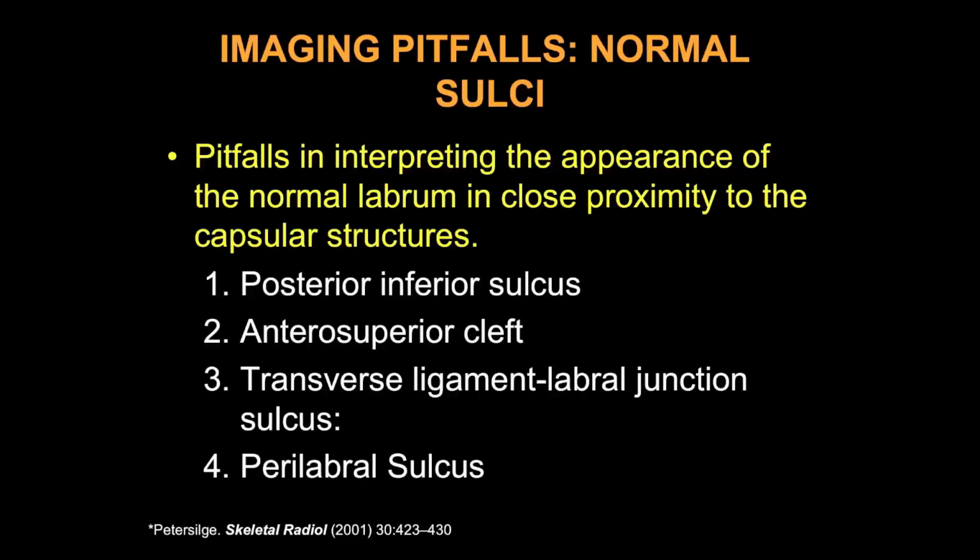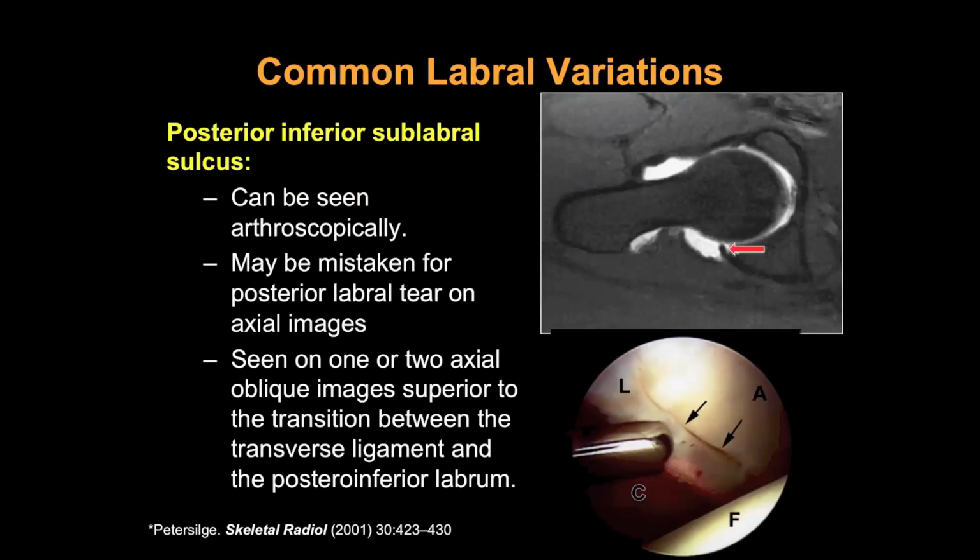There are several imaging pitfalls, including normal sulci, pitfalls in interpreting the appearance of the normal labrum in close proximity to the capsular structures. There have been several that have been identified, including the posterior inferior sulcus, the anterior superior cleft, the transverse acetabular ligament labral junction sulcus, and the perilabral sulcus. So here's an example of a posterior inferior sublabral sulcus.